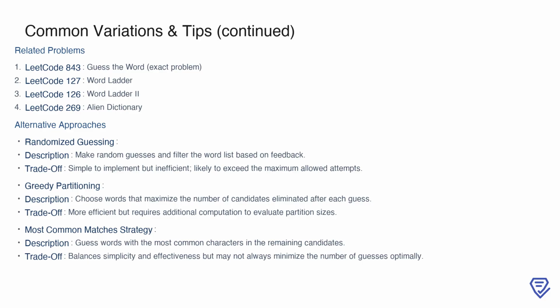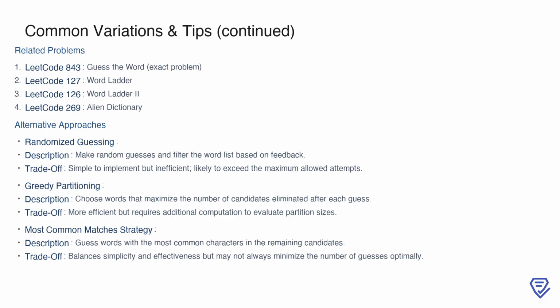When considering alternative approaches to solving guess the word, one option is randomized guessing. This involves making guesses at random and filtering the word list based on feedback. While simple to implement, this method is inefficient and often exceeds the maximum allowed attempts. A more effective strategy is greedy partitioning. Here, you choose guesses that maximize the number of candidates eliminated after each attempt. Although it's more computationally intensive, it significantly improves efficiency.